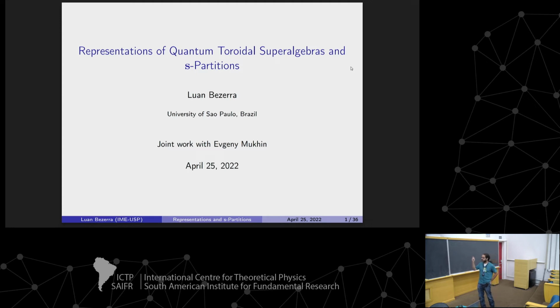I will not be showing the full definition of the quantum toroidal superalgebra because it takes maybe 4 or 5 slides just to show the other relations, but I'll show how you should imagine this algebra and how the affine parts glue together to give the toroidal superalgebra.